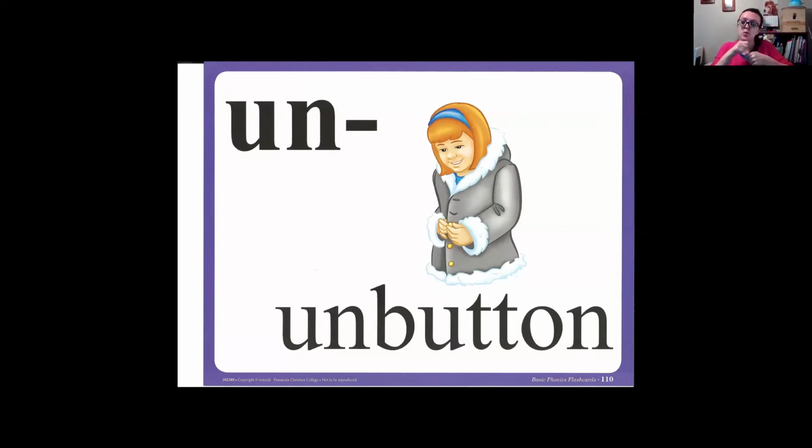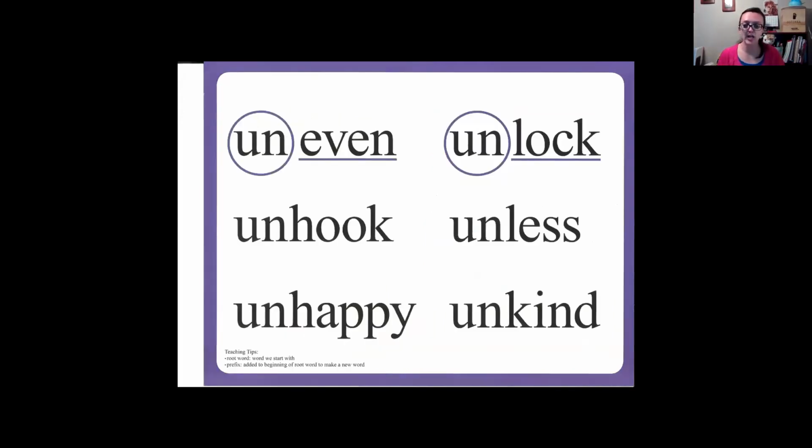When you button up your coat, you are closing your coat. If you put un in front of button, it means you are doing the opposite. To unbutton means to open your coat. Button, unbutton. When you put the prefix un before a root word, then you are doing the opposite of the root word. Un in unbutton, U-N.